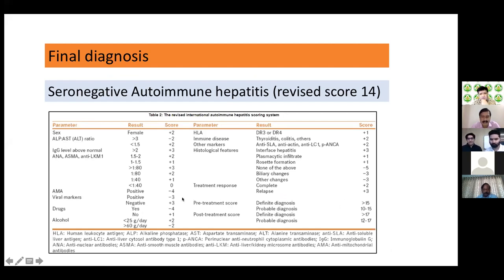And this has a pre-treatment score as well as a post-treatment score. Important is, again, if you look at the histological features, this has really importance in this. The histology is important for this score as well.